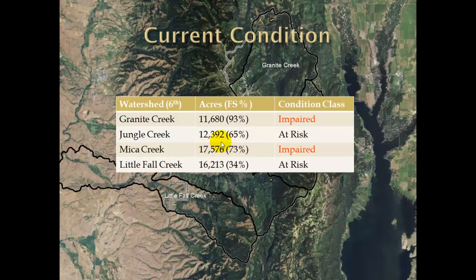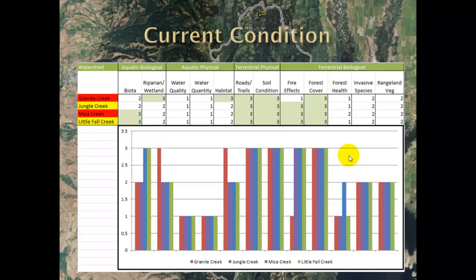Mica Creek is a second watershed that is classified as a condition class of impaired function. It is 17,576 acres, and 73% of that area is Forest Service ownership. And then lastly, Little Fall Creek, 16,200 acres. Only about a third of it is owned by the Forest Service, and that is also a condition class of functioning at risk. What's the source of that classification?